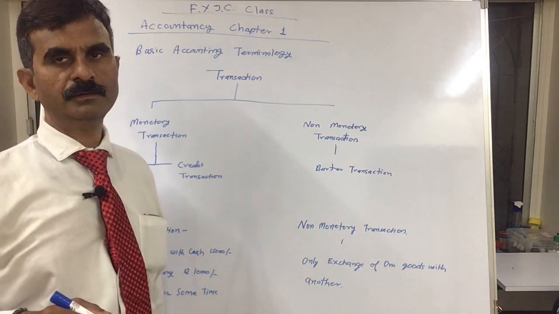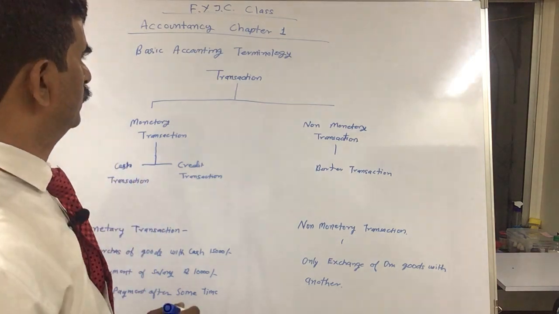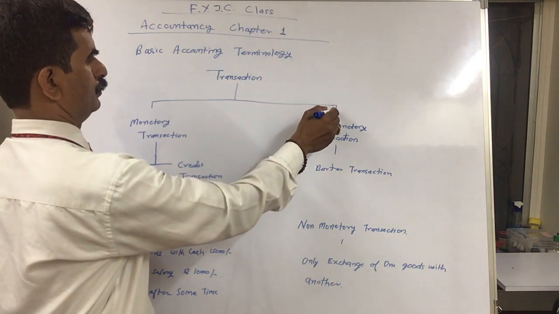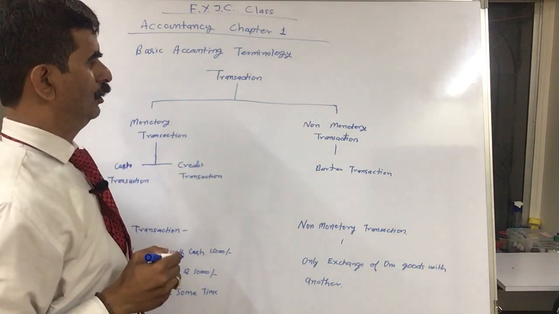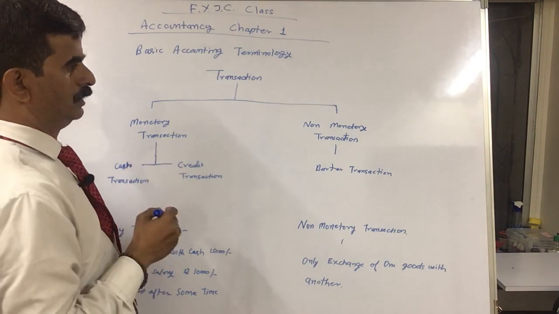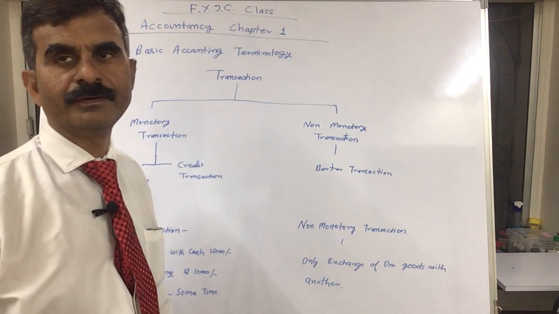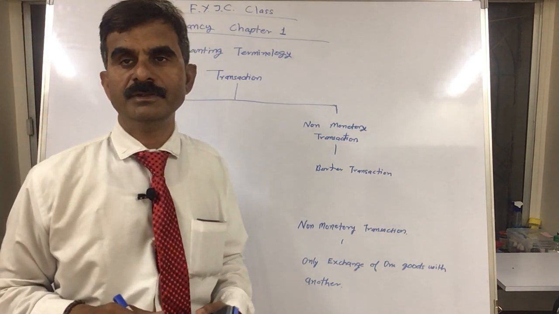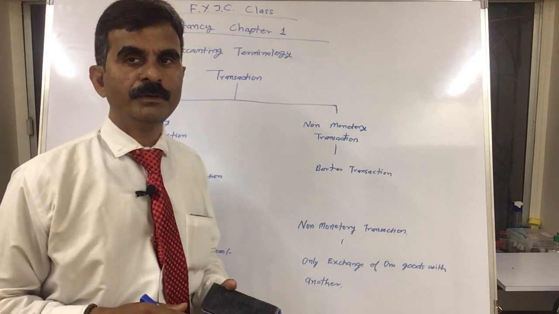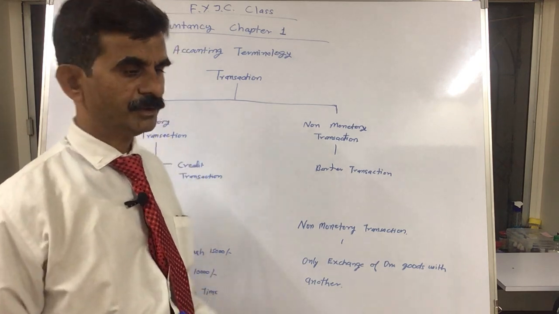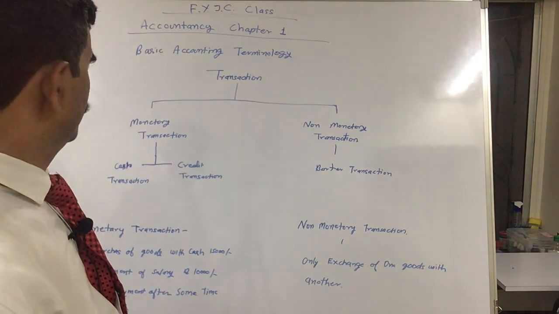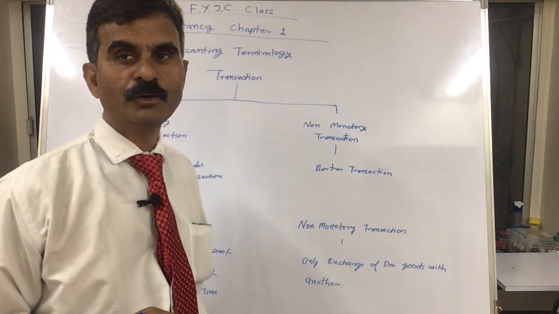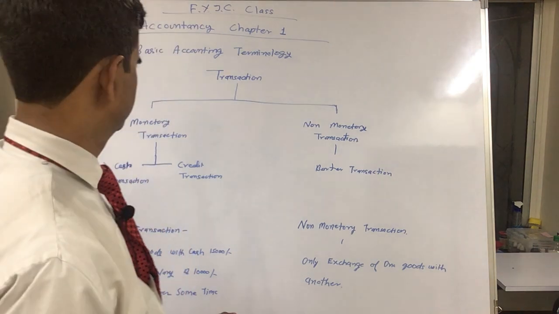In that subject there is a transaction. There are basically only two types of transaction: monetary transaction and non-monetary transaction. So what is called a monetary transaction? Monetary means related to money. Whatever transaction takes place with monetary value, with cash or credit, is called a monetary transaction.